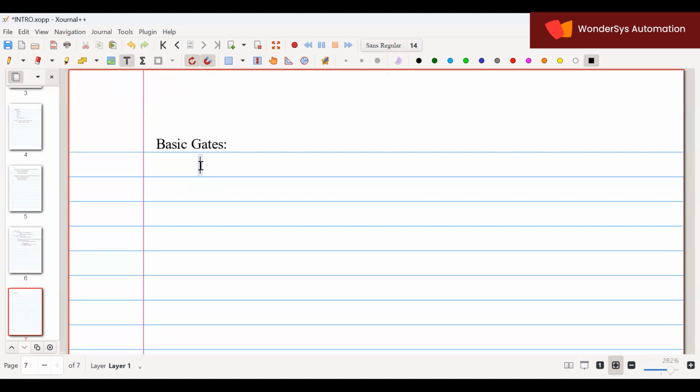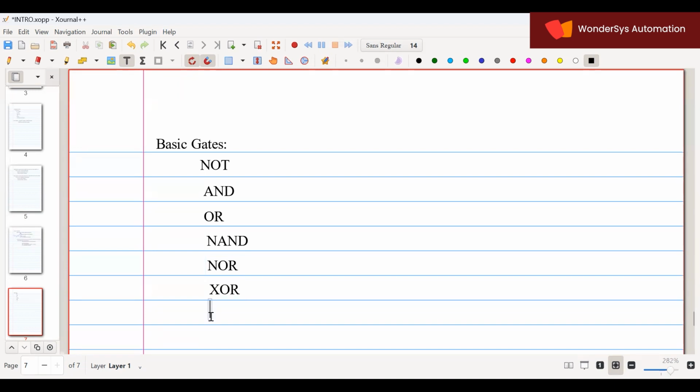AND gate, OR gate, NOT gate, NAND, NOR, XOR, and XNOR. Okay, someone was naming them.